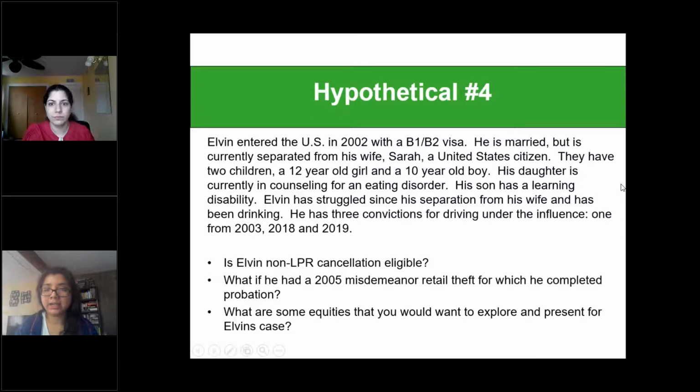So Alvin is non-LPR cancellation eligible. He does have the physical presence. He has 2 DUIs, but we can explore a little bit more how he can overcome that presumption. He doesn't have any criminal bars that would bar him from non-LPR cancellation. And it seems to me that he has 2 children, so as advocates we could explore what exceptional and unusual hardship they would suffer if he were deported.